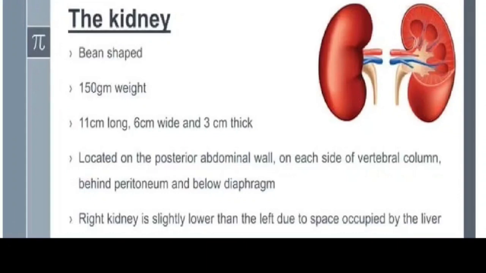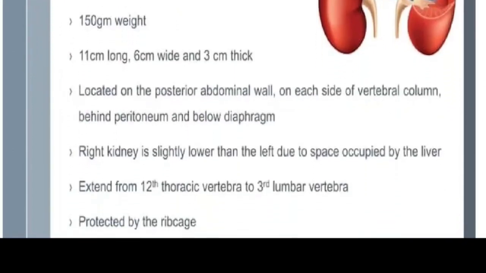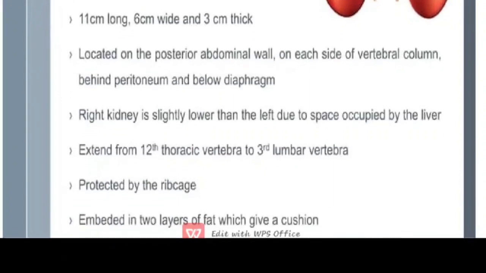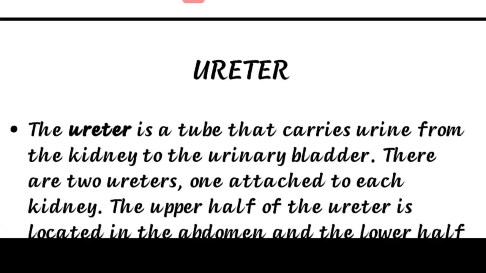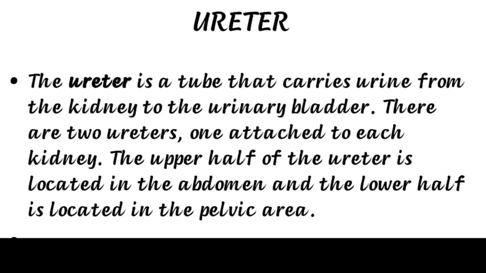The right kidney is slightly lower because the space is occupied by the liver. Then it extends from T12 to L3, thoracic vertebra 12 से लेकर lumbar की 3rd तक, and these are also protected by the rib cage. Next organ is the ureter. The ureter is the tube which carries the urine from the kidney to the urinary bladder, ये दो होती हैं, एक किडनी से अटैच है, and the upper half of the ureter is located in the abdomen and the lower half is located in the pelvic area.